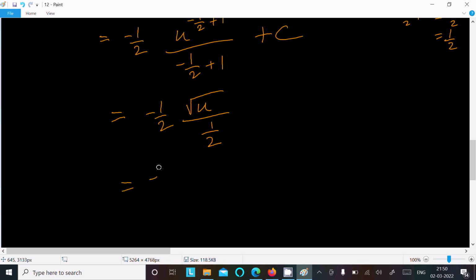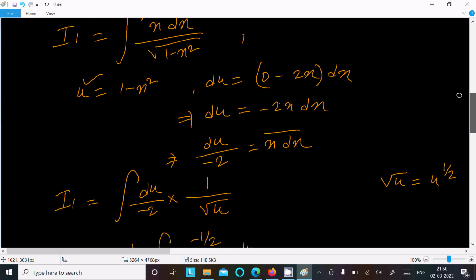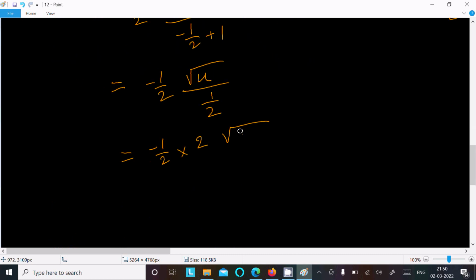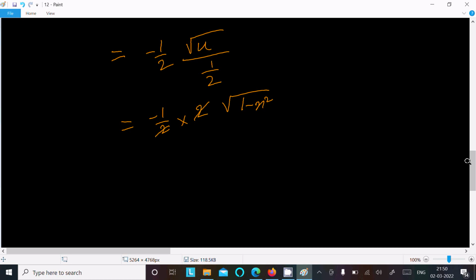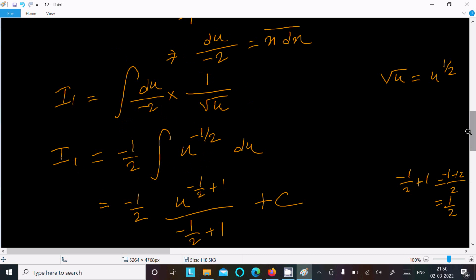Or we can write minus 1 by 2 times this, and the 2 moves up, and the u value is what I assumed, 1 minus x square. Now the 2s cancel, and then you can get the I1 value, that is equal to minus root 1 minus x square. This is the value of I1.